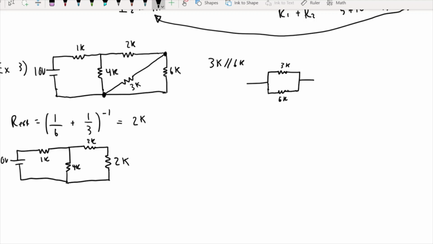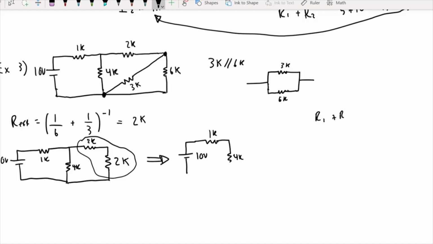So what can we do next? Well, now we see that this little chunk right here is in series. So we can add those in series and redraw the circuit again. 10 volts, and we have the 1k here, 4k. And again, how do we add something in series? Well, you simply just add it. It's R1 plus R2. So this is going to be 2 plus 2, so we're going to have 4 here.